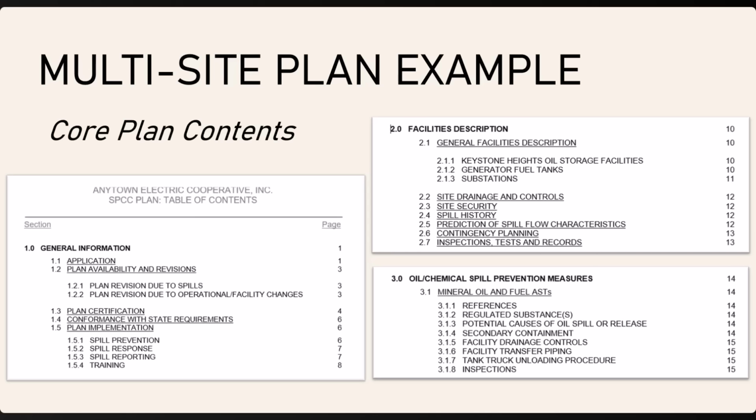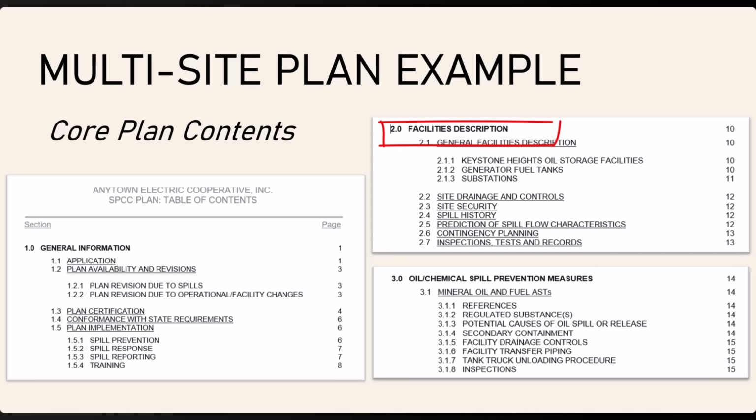Depicted here is an example of the table of contents for a multi-site core plan prepared by Matrix Compliance Services. Section 1 provides the administrative activities and contents that are common to all facilities included in the plan. This section includes such topics as the process of plan revisions following spill events or how to deal with material changes to a facility, certifications, and a discussion of how the plan meets applicable state requirements.